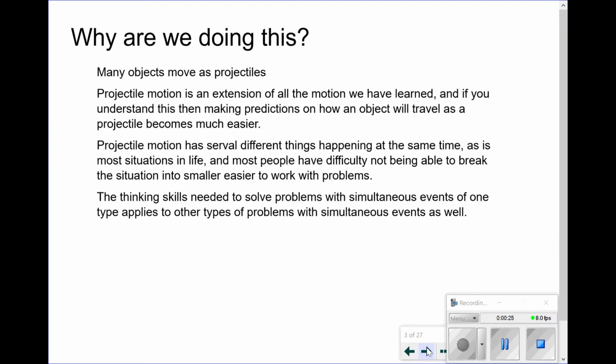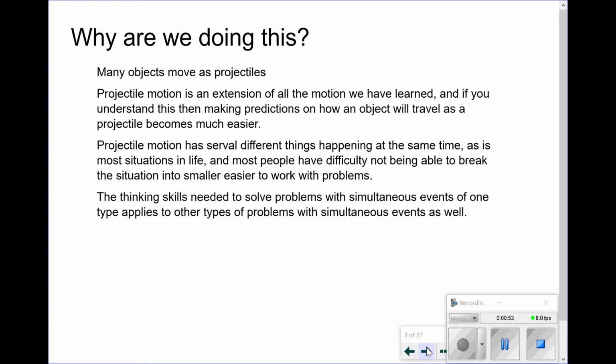Why are we doing this? Because many objects move as projectiles. Projectile motion is in fact an extension of all the other motion types that we have learned so far. And if we understand this connection, then this insight will make our ability to make predictions about how objects will travel as projectiles much easier. Many people who do not have this insight struggle greatly with this motion.